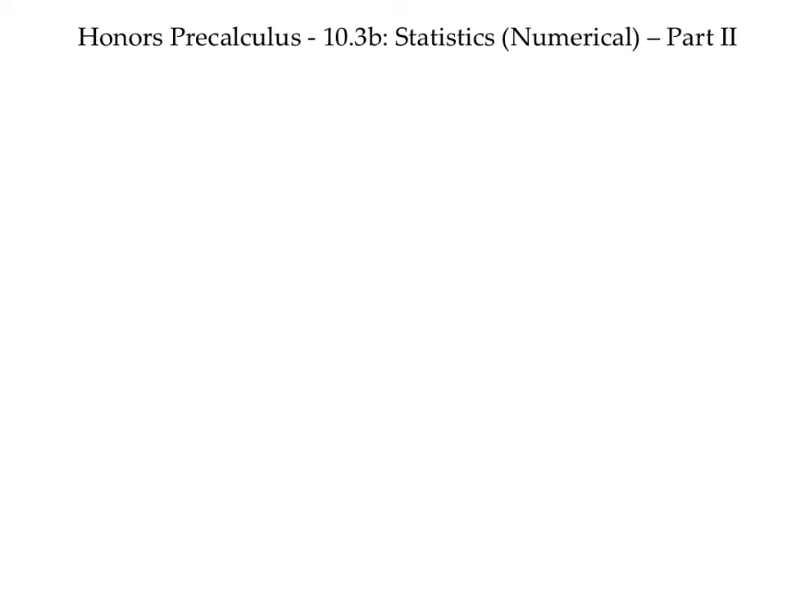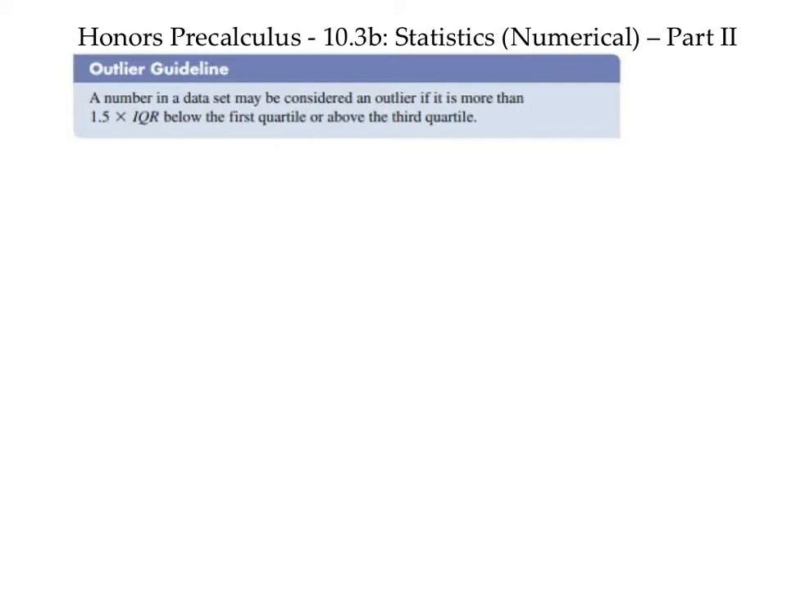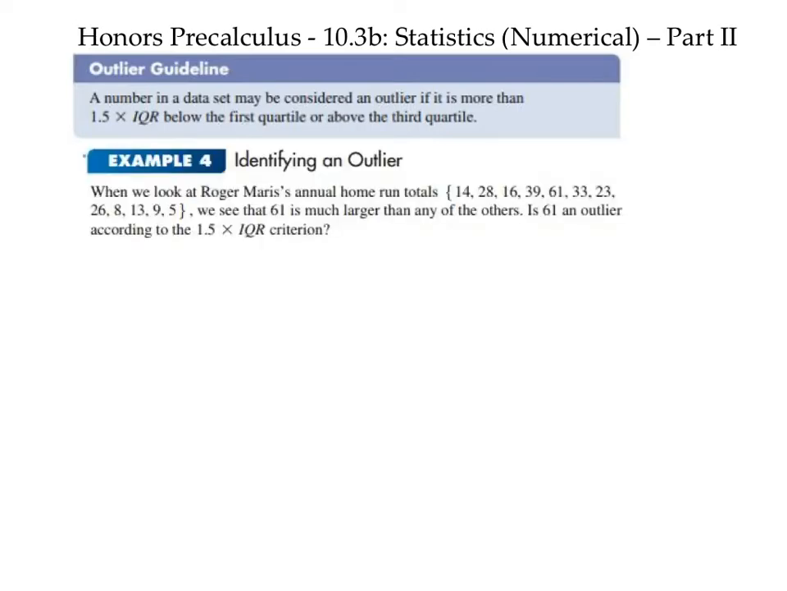Let's take a look at an example so we can learn how to identify an outlier. First, remember that a number in a data set is an outlier if it is more than 1.5 times the interquartile range beyond the quartiles. The interquartile range is the difference between the first quartile and the third quartile.